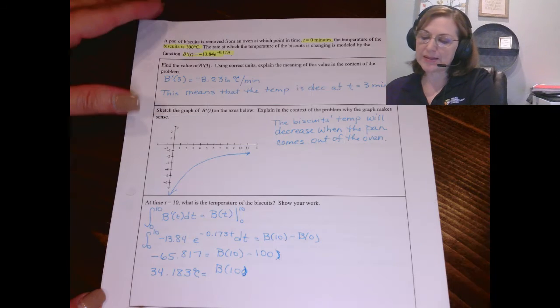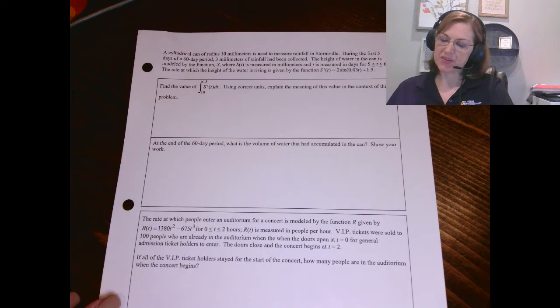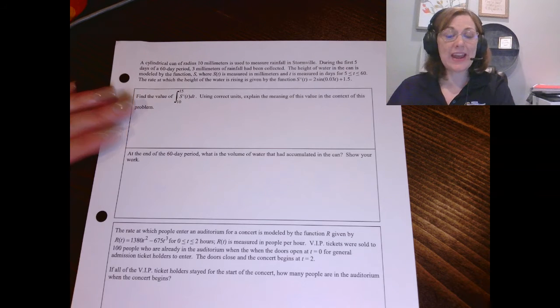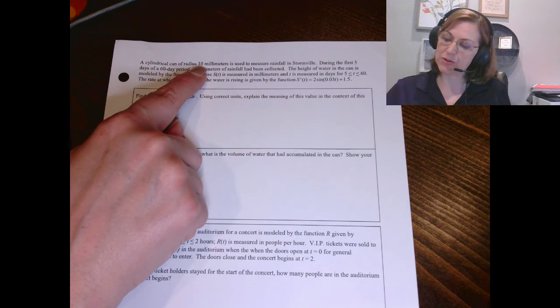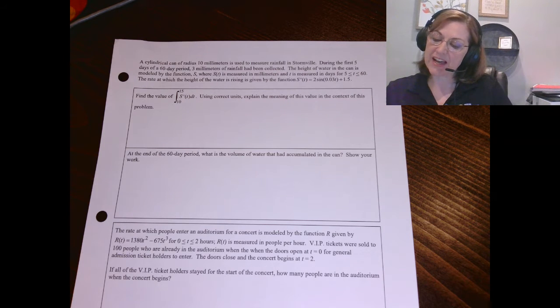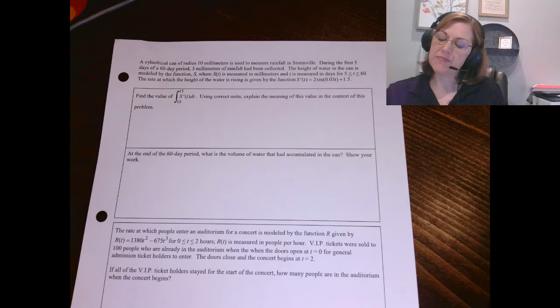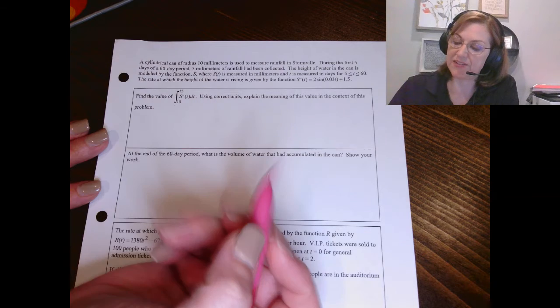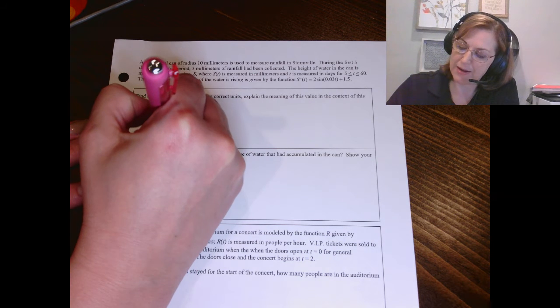Okay, one more example for you of this type. We have a cylindrical can with a radius of 10 millimeters, and we're using it to measure rainfall. Now, during the first 5 days of a 60-day period, 3 milliliters have been collected. The height of the water in the can is modeled by the function S, and the rate at which the height is rising is given by S prime. So we want to find the value of the integral from 10 to 15 of S prime.